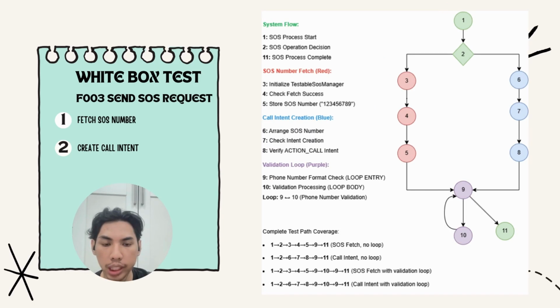For the whitebox test of F003 send SOS request, we test two functions, that is fetch SOS number and create call intent for notification. As you can see here, this is the control flow graph for the feature. Red is the SOS fetch number and blue is the call intent. There is a total of four paths covered in this test.